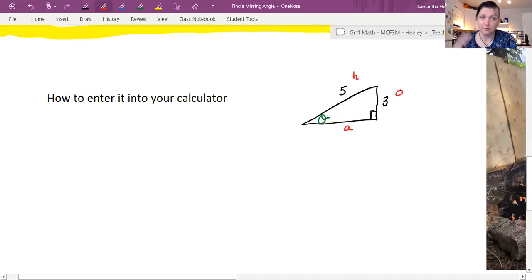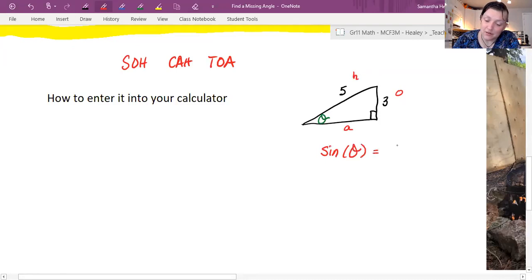And just like with regular trig, we say, okay, what are the sides I have? Normally we say, what's the side I have and what's the side I'm looking for? But in this case, we have two sides. We have the opposite and the hypotenuse. So we need to think, okay, SOHCAHTOA. Remember, if you're getting lost, just write down SOHCAHTOA. Which one has opposite and hypotenuse? That's sine. So the sine of an angle equals the opposite over the hypotenuse ratio.